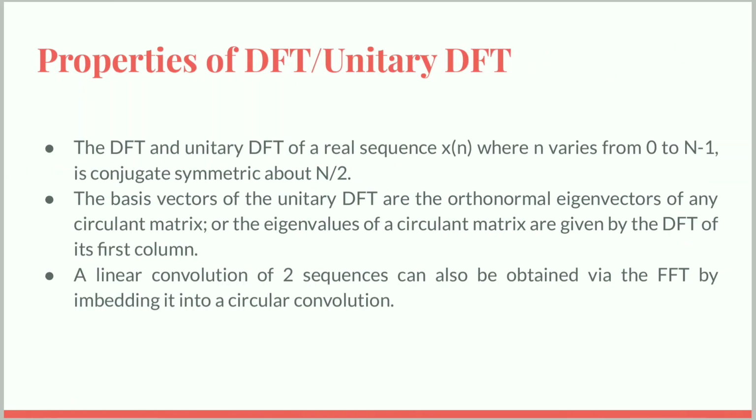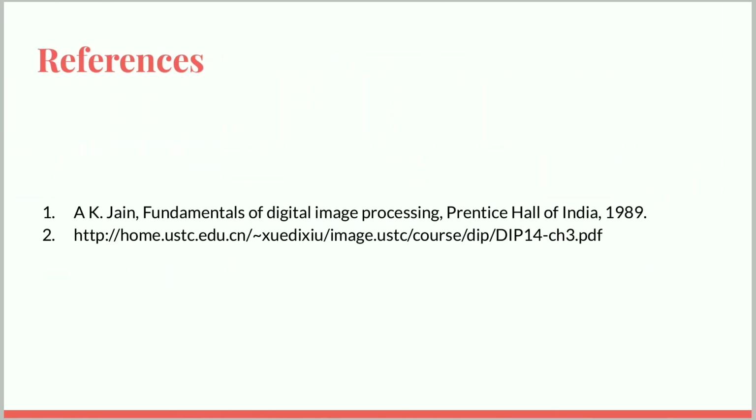Other properties are DFT and unitary DFT of a real sequence x of n where n varies from 0 to n minus 1 is conjugate symmetric about n by 2. The basis vectors of the unitary DFT are the orthonormal eigenvectors of any circular matrix, or the eigenvalues of a circular matrix are given by the DFT of its first column. A linear convolution of two sequences can also be obtained by a fast Fourier transform by embedding it into a circular convolution.